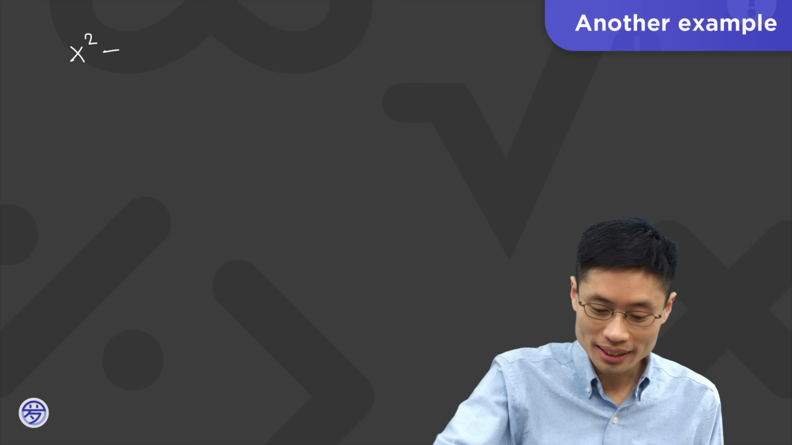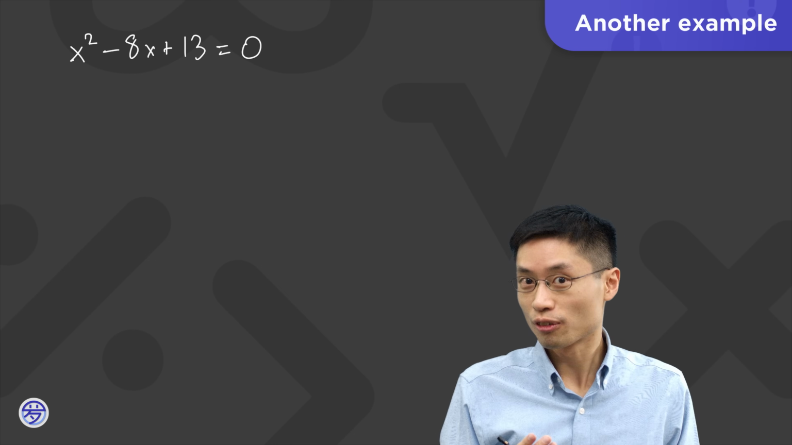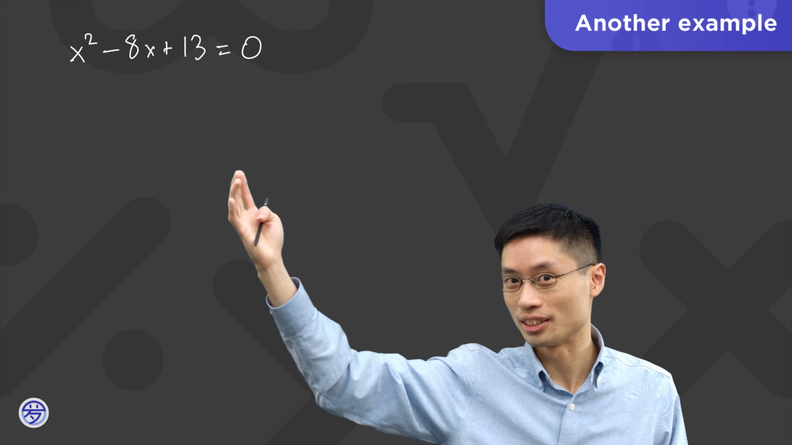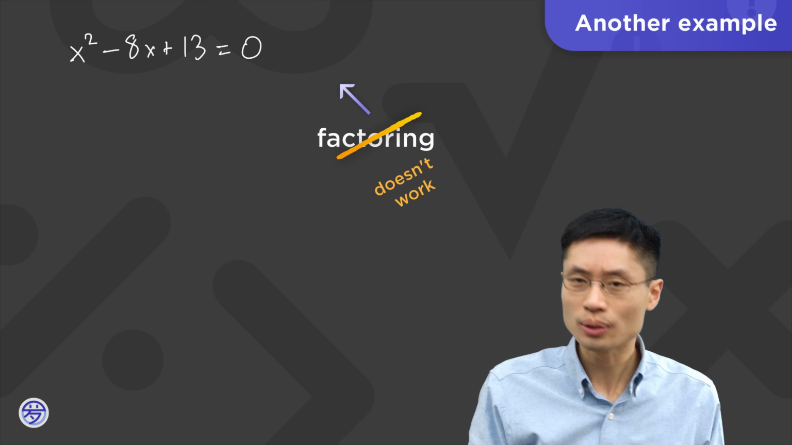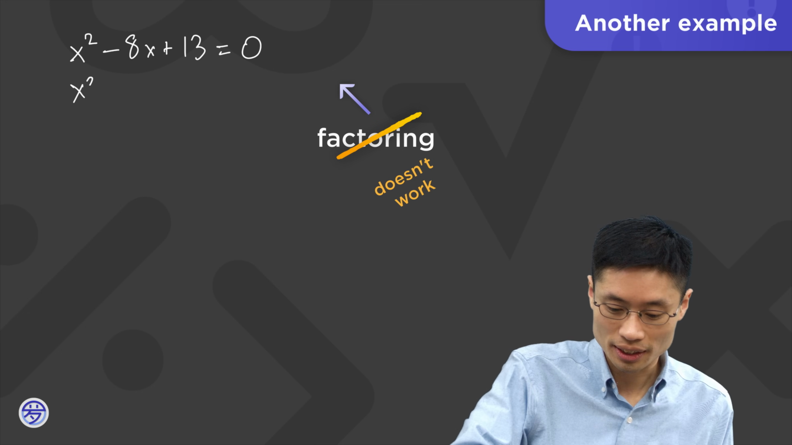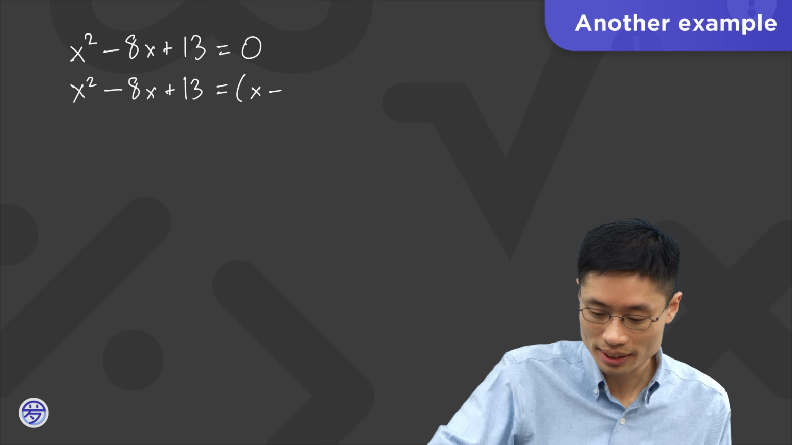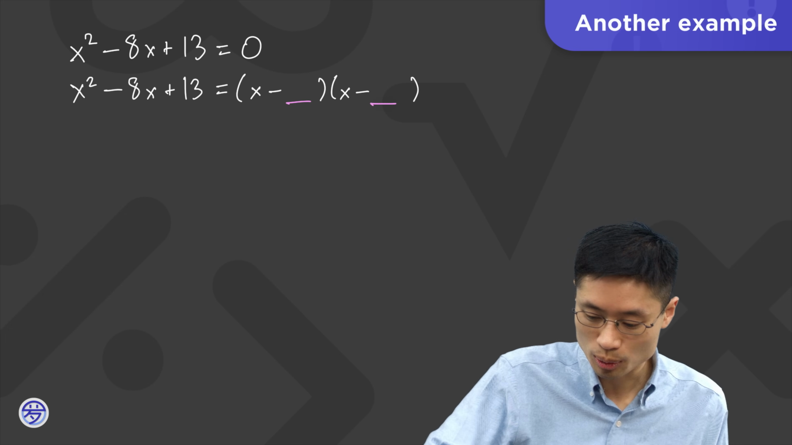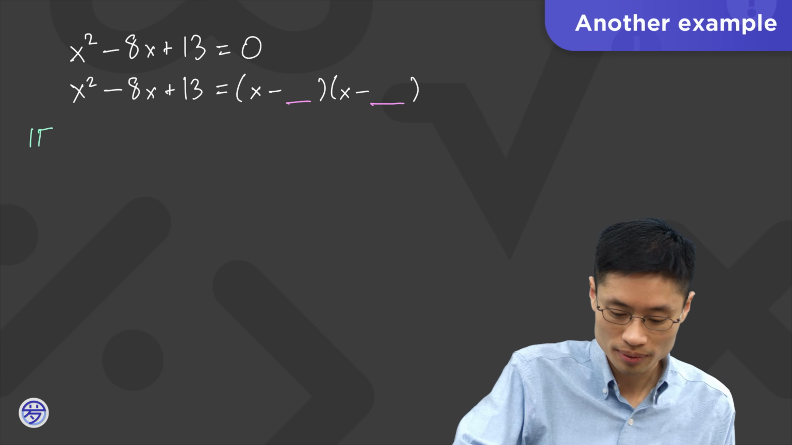x squared minus 8x plus 13 equals 0. If you're familiar with the factoring method, you'll actually recognize this as something that can't be factored normally, because 13 is a prime number. But let's try writing down what we'd like to do with factoring. We'd like to be able to write down a factorization. x squared minus 8x plus 13 equals x minus something times x minus something else. These are two blanks.